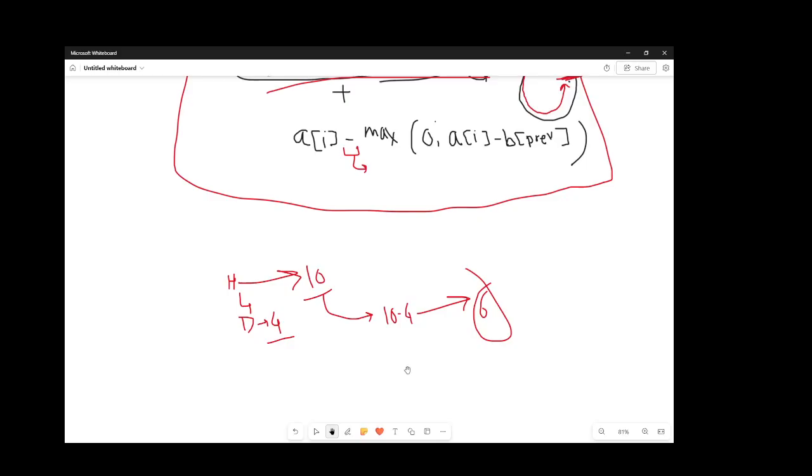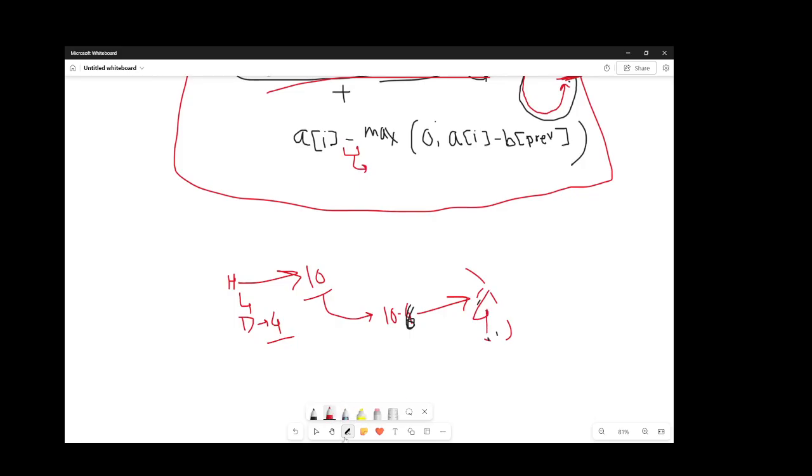So 10 is the health and 4 is the damage. There is a mistake. It is a i minus b i minus 1, where b is the damage, so a i minus 4, sorry, this is 4. Yes. Oh, my handwriting. So I hope I was able to explain it.